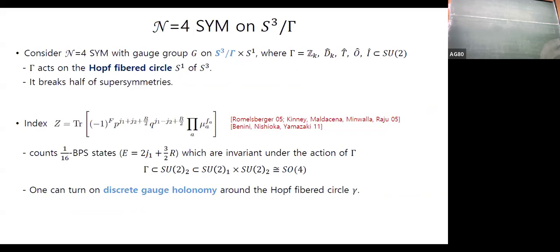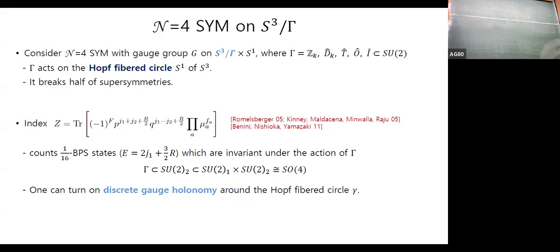So we'll again consider N=4 super Yang-Mills, but for the moment we will not consider just the U(N) group. We'll consider arbitrary gauge group G on S3 mod gamma times S1, where gamma is again the finite subgroup of SU(2). And this gamma will act on S3 as the Hopf fiber circle of S3. And introducing this orbifold will break half of the supersymmetries of N=4 super Yang-Mills.